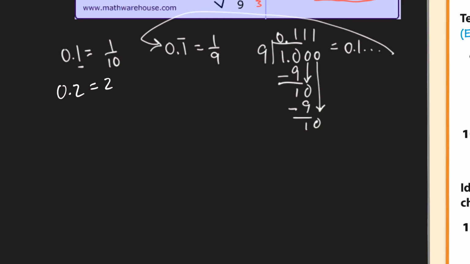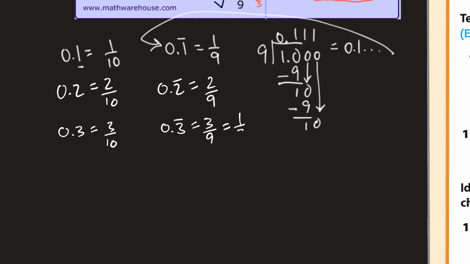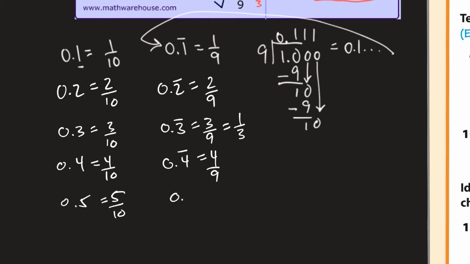0.2, that's 2/10, but 0.2 with a bar over it is 2/9. 0.3 is 3/10, and 0.3 with a bar over it is 3/9 or 1/3. 0.4, yep, that's 4/10. 0.4 with a bar is 4/9. 0.5, hopefully you get the idea here. 0.5 with a bar is 5/9. 0.6 with a bar is 6/9 or 2/3.